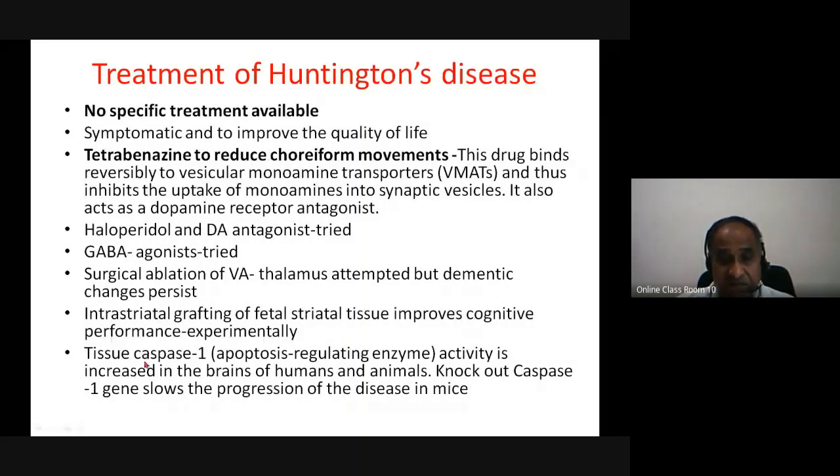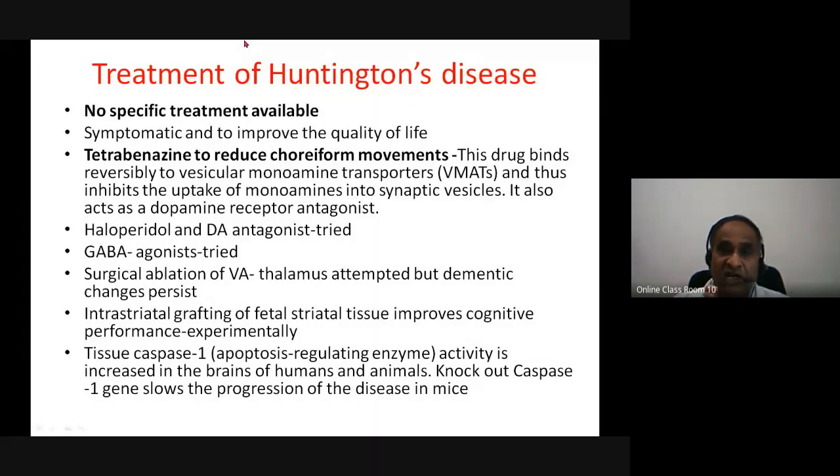There are other experimental approaches, wherein caspase 1, the apoptosis-regulating enzyme, has been tried in the brains of humans and animals, and knockout of the caspase gene has been attempted. So what is the problem here? The problem is on the short arm of chromosome 4: increased CAG repeats and increased expression of huntingtin.